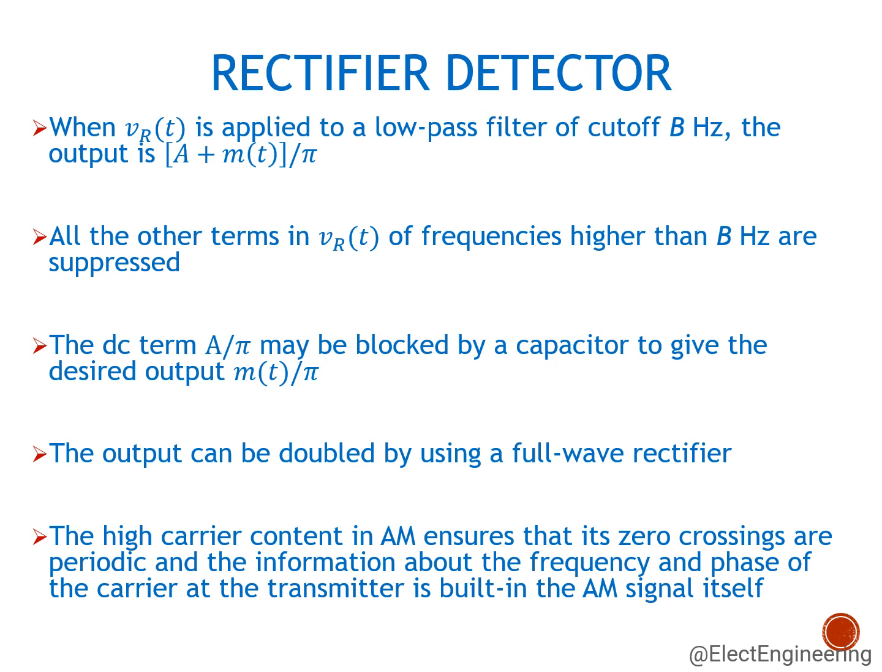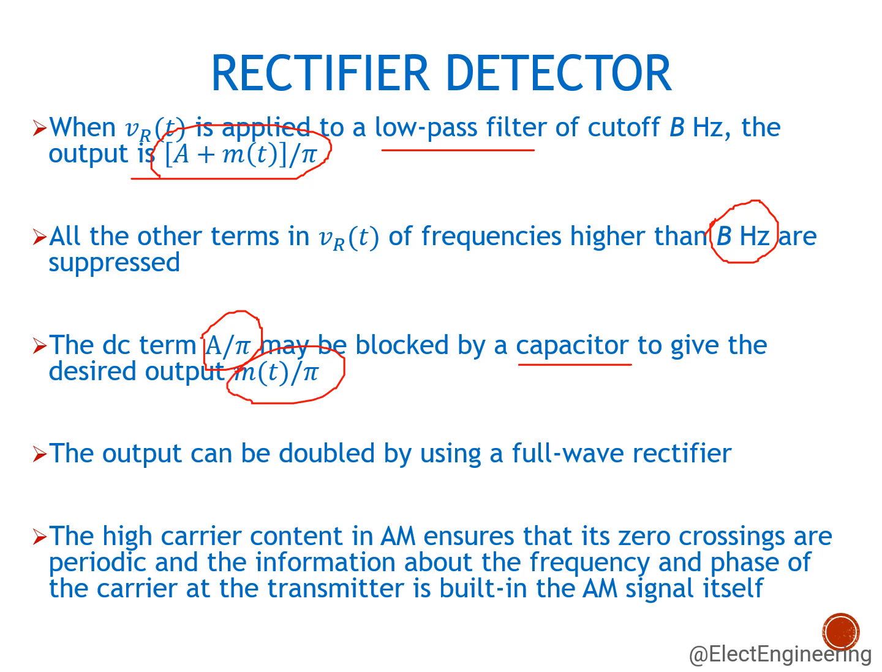Just to summarize it, when VR, the voltage across the resistor, is applied to a low pass filter of cutoff B, this is the output that we get. All other terms in VR have frequency higher than B. B is the bandwidth of the signal, right? So they are suppressed. The DC term, this one, may be blocked by a capacitor as we saw, and so we are left with only this term at the output.